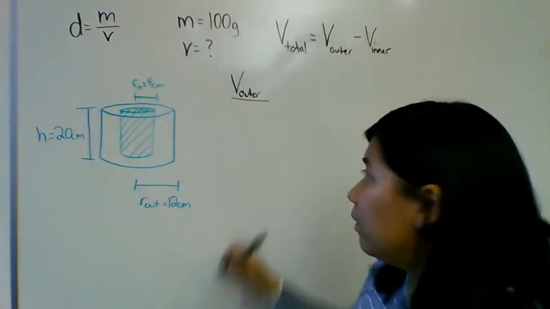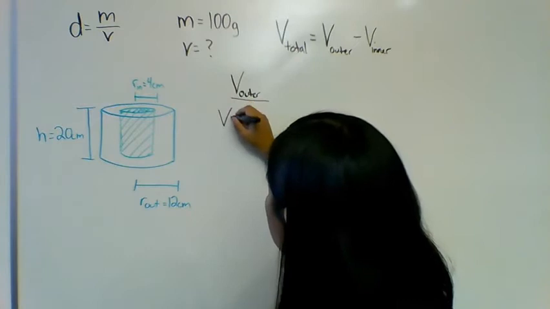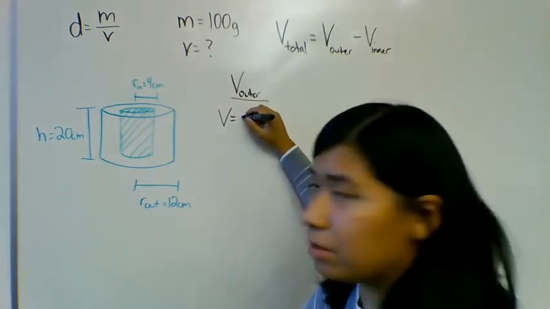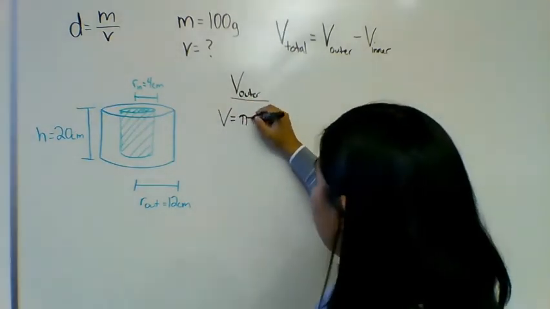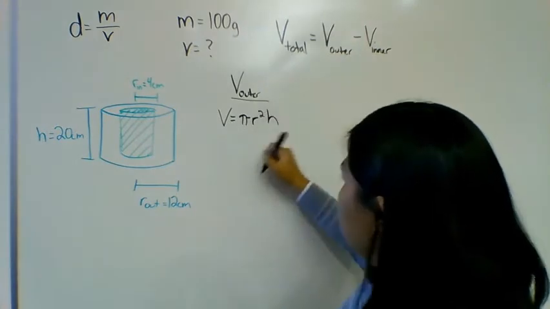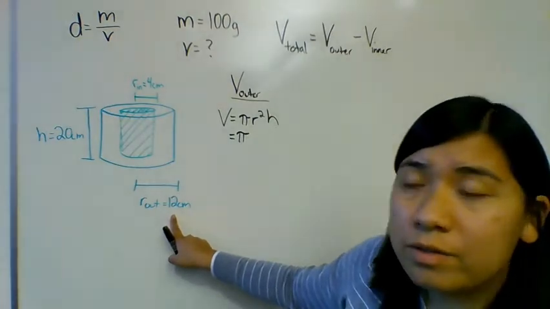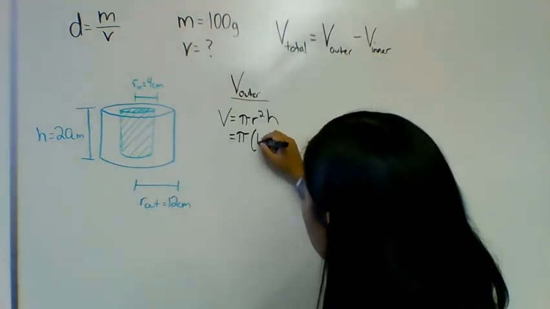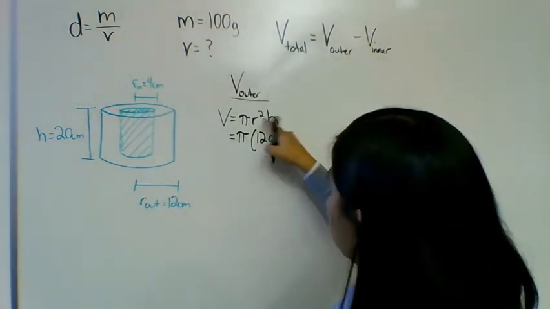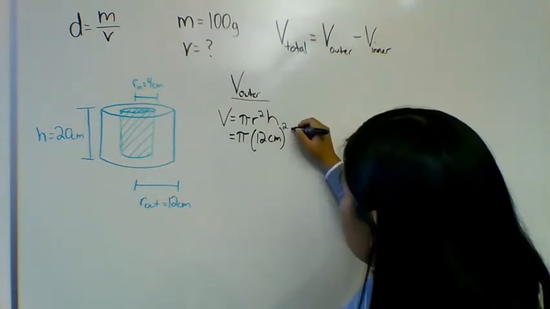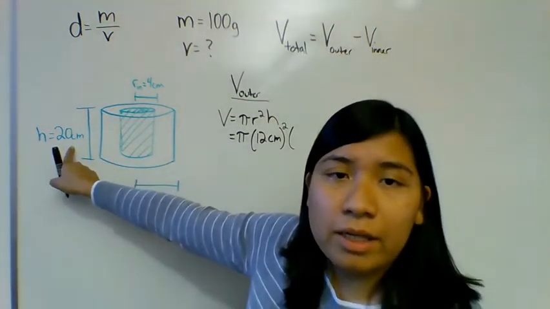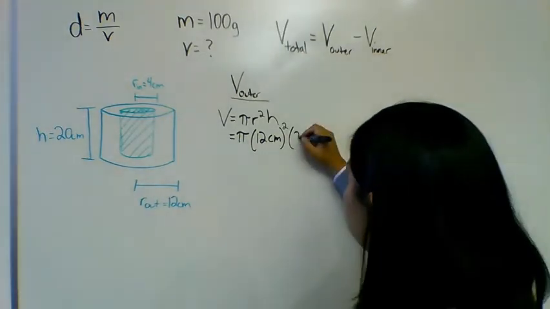To get the outer volume, I'm going to use my cylinder equation, which is pi r squared times h. My radius is going to be right here, 12 centimeters. So instead of r, I'm going to put 12 centimeters. The squared goes outside, and my height right here, it's 20 centimeters.